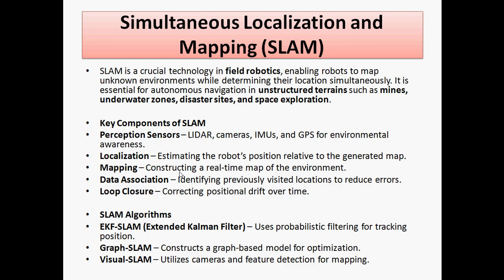Next, we are using different SLAM algorithms. An example is the extended Kalman filter, where probability filtering and position tracking are used, and then we can get the data for SLAM. Similarly, we have graph SLAM and visual SLAM, where we can generate the model in a graphical basis or with cameras. We can visualize and detect mapping errors by using SLAM algorithms.